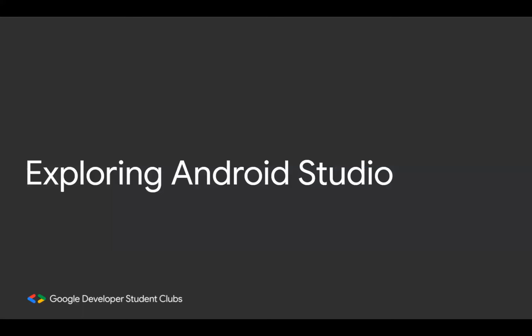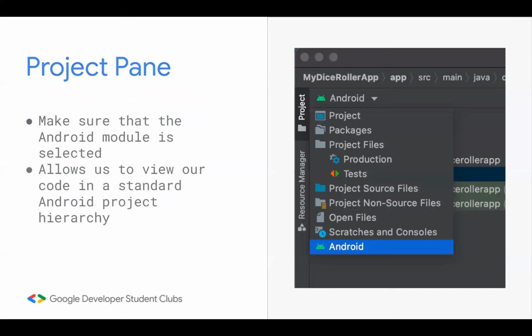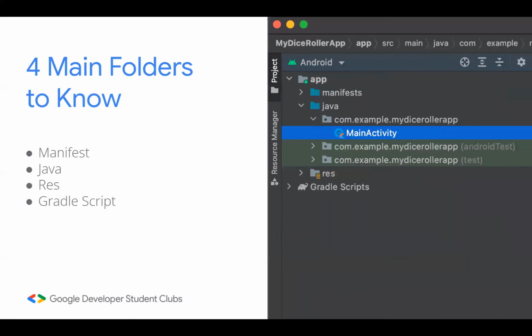Okay, let's move on. After you create the project, you will see a project view here, and by default it is already switched to Android, so you will see all the Android files here. There will be 4 main folders: manifest, Java, res or resources, and the Gradle scripts. I will go over what each one contains next.